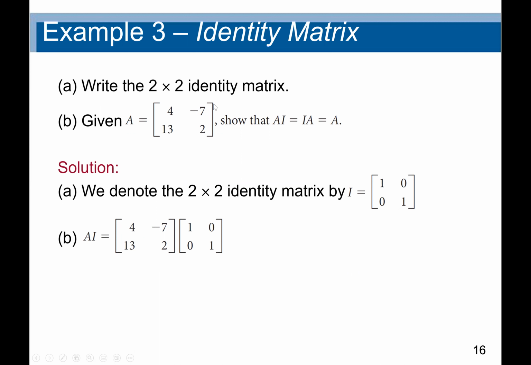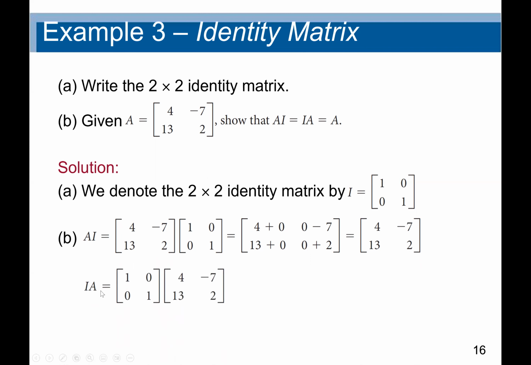So what we do is that we write the matrix A, which is 4, -7, 13, and 2. Then we multiply by the identity matrix. And we look at the answer here, 4 times 1 plus -7 times 0. That will be the first element. Then 4 times 0 plus -7 times 1, the second element. 13 times 1 plus 2 times 0, and 13 times 0 plus 2 times 1. And that's the answer. So our answer will be 4, 13, -7 and 2. So we can see that A times I is the same as A.